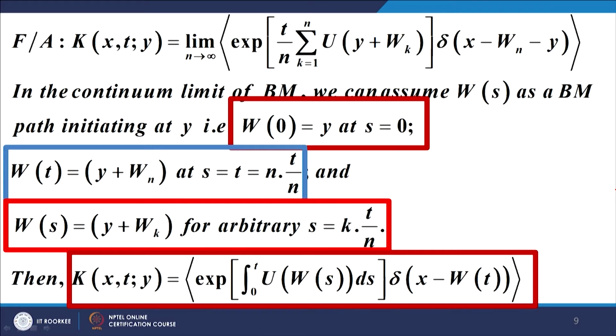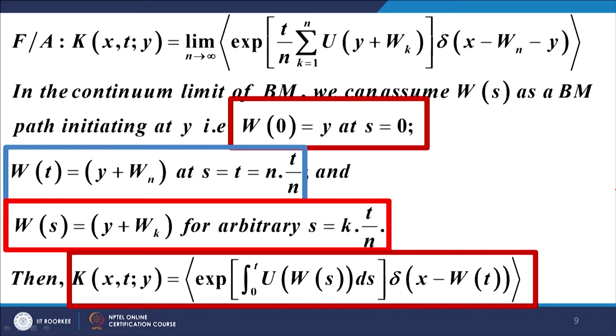So, at s equal to 0, we have W(0) equal to y, and at s equal to t, the terminal point of the path, we have W of small t equal to y plus Wn. That is at s equal to t. And at any intermediate point of the path, for any intermediate value of s, what do we have?